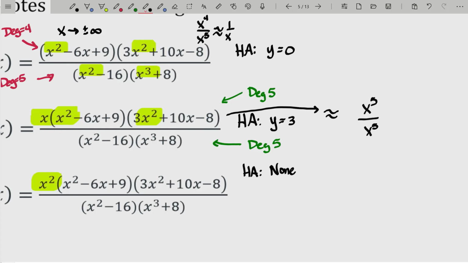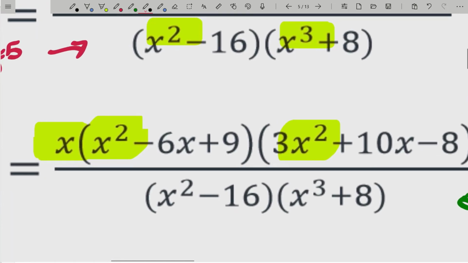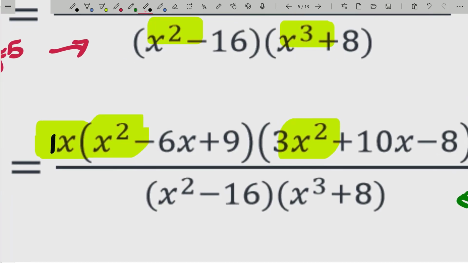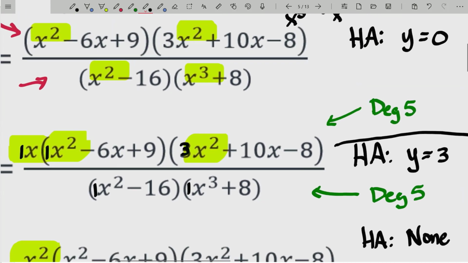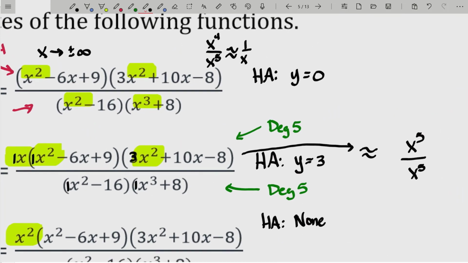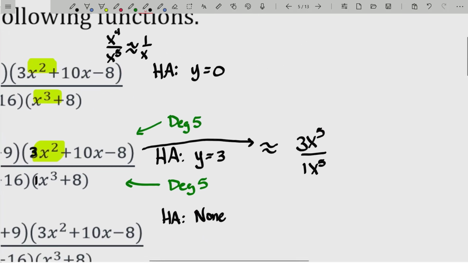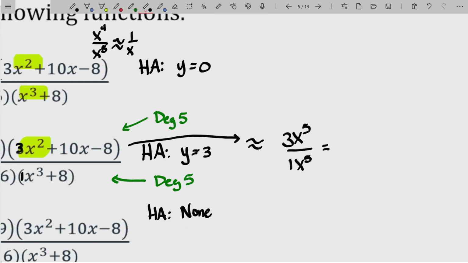However, you have to look at the coefficients of each of these pieces. 1 times 1 times 3. 1 times 1. So the numerator is not actually an x to the 5th, it's a 3 x to the 5th. The denominator is a 1 x to the 5th in the long run. And if you do that cancellation, that's just 3. X to the 5ths cancel. And so over the long haul, the horizontal asymptote is y equals 3.